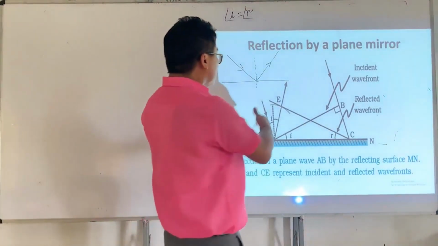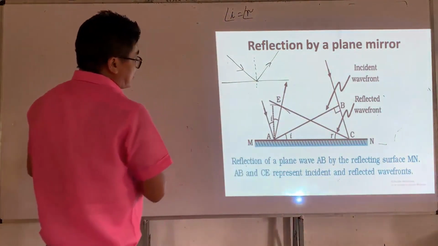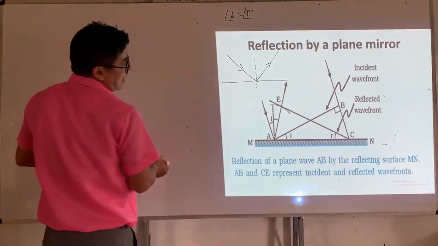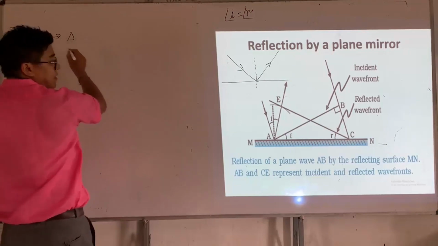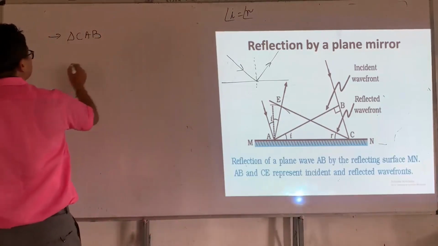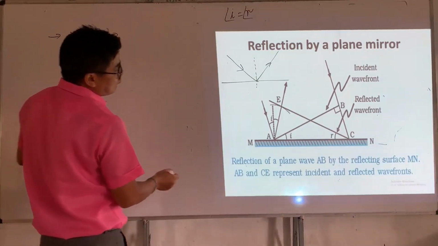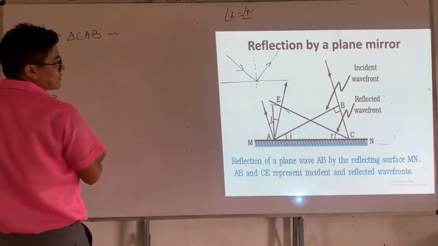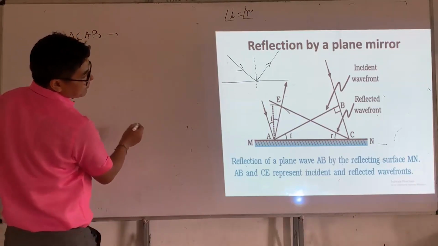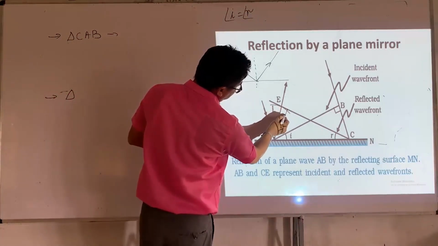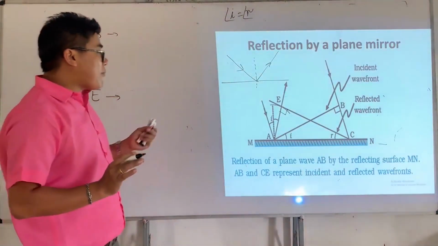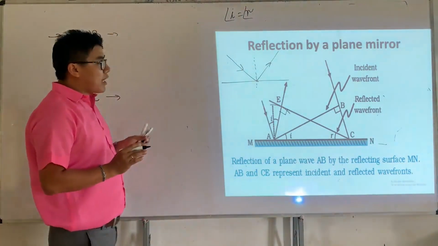So what I'm going to take is two triangles. The first triangle, I'm going to take this triangle CAB, and then the next triangle I'm going to take is triangle ACE. These are the two triangles, and what I'm going to do is prove that these two are congruent triangles.